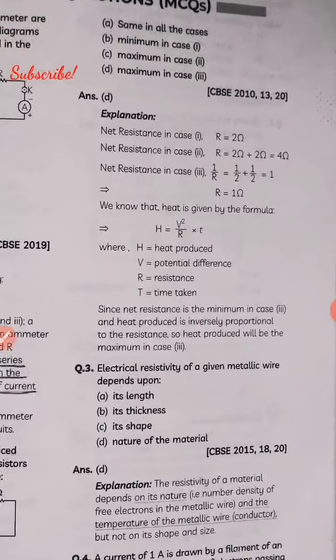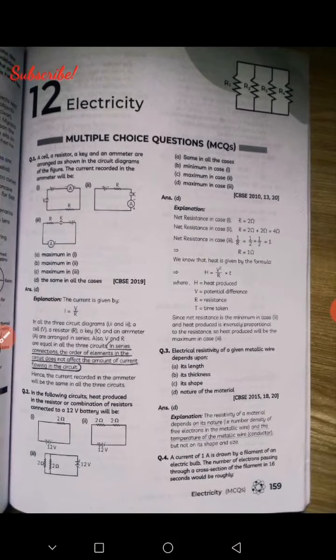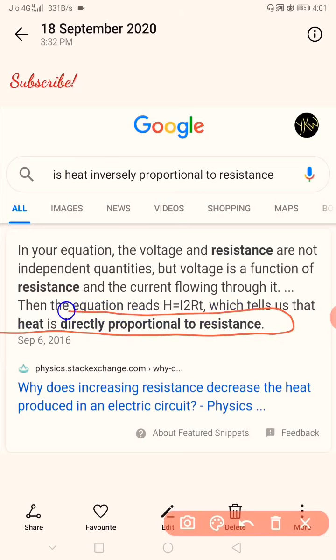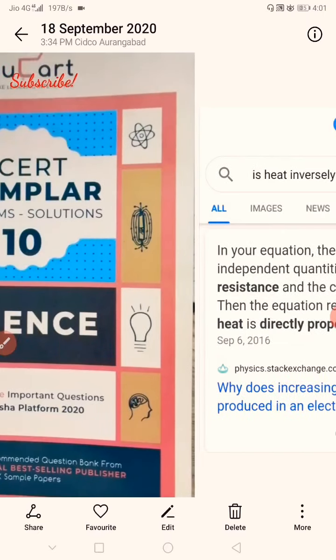Now, here it is given that the heat produced is inversely proportional to the resistance. Now, the students who have already studied the chapter electricity, we already know that the heat is directly proportional to the resistance. And according to Google, as you can see on the screen, it is clearly mentioned that heat is directly proportional to the resistance. So as you can see, in this example, there are several mistakes in this book. So please be careful if you are studying from this book.